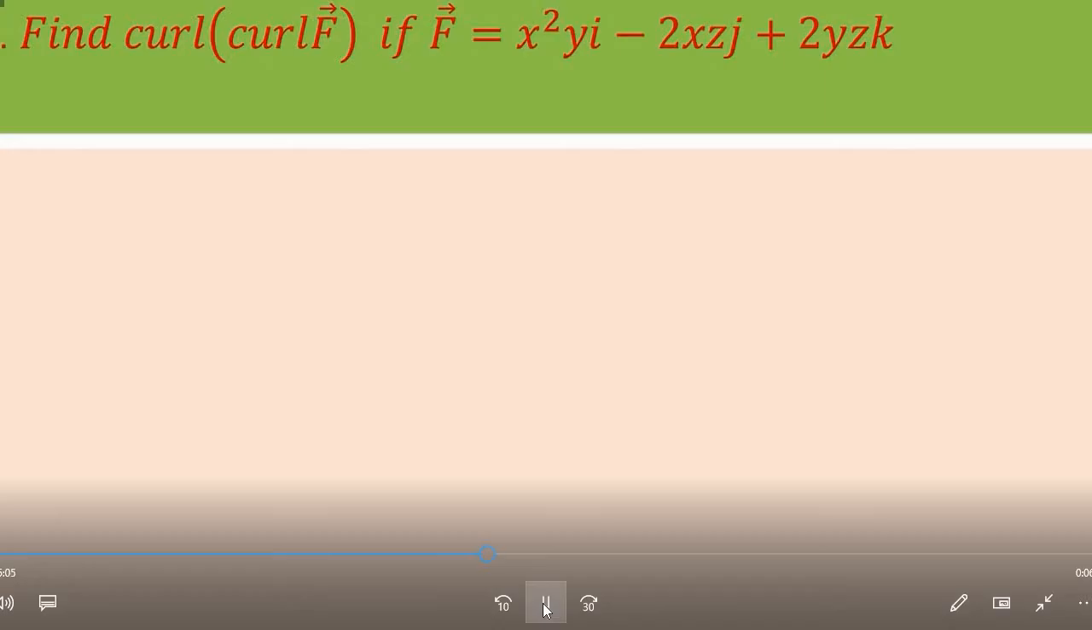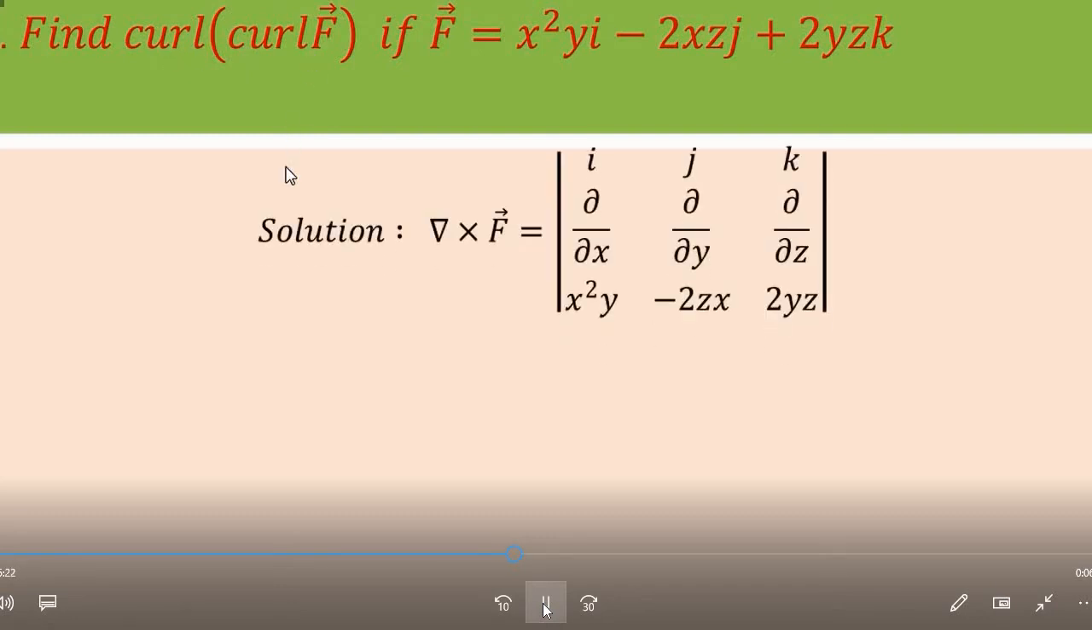Let us solve one more problem. Find the curl curl F if F is equal to x²y i minus 2xz j plus 2yz k. See, in the previous problem, we found just one curl, but here we are finding curl curl F, meaning two times we have to find the curl of the function F.